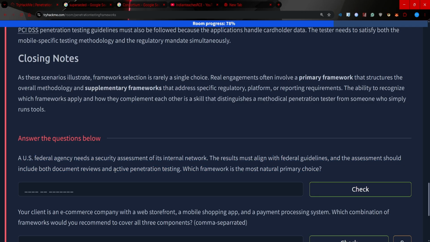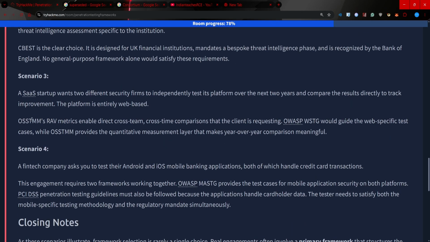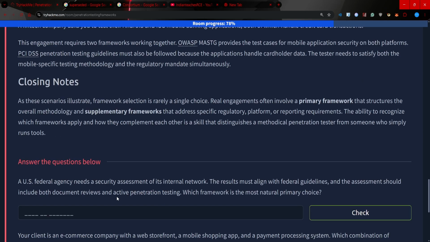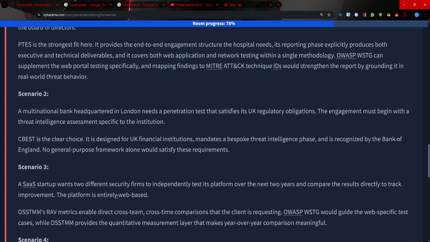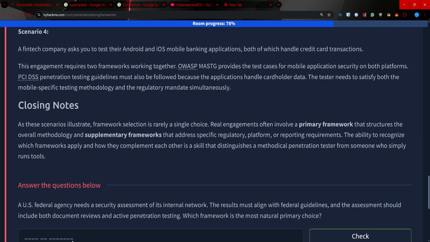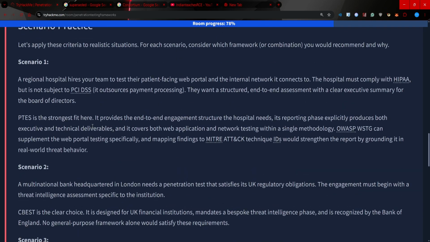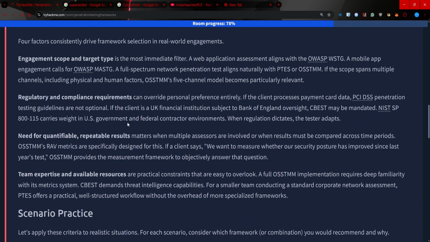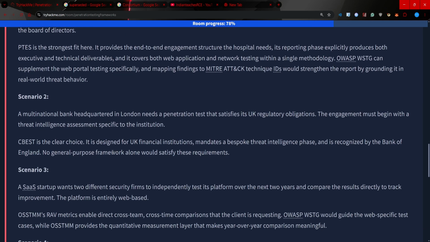Okay, so they want federal, right? So I'm guessing PTES should be here, but they really want an internal network, and they are the US government. So we read this one. Maybe it's this one, NIST, because it carries weight in the US government. So yeah, we'll just go with this one.